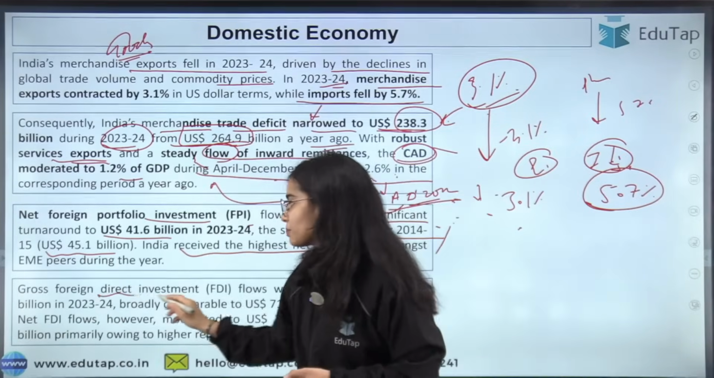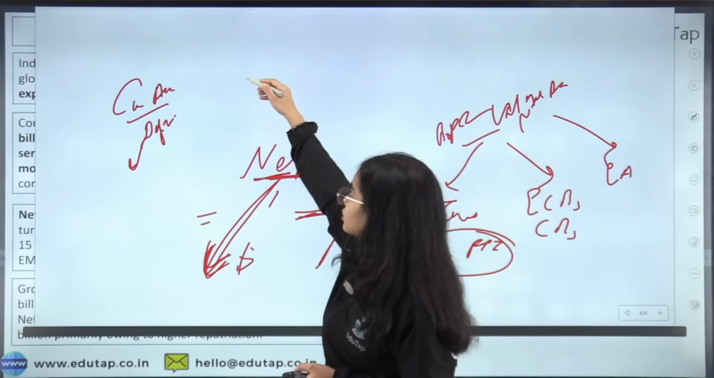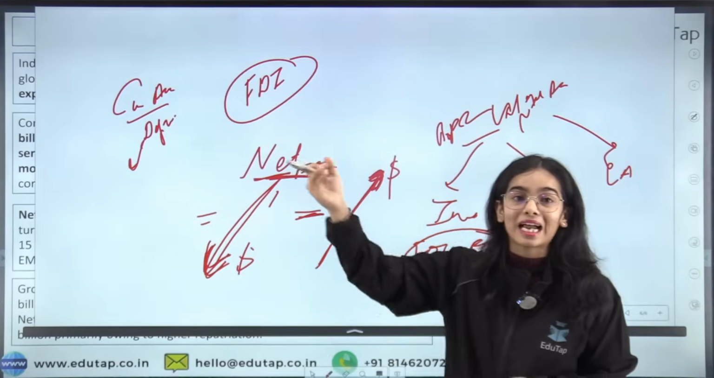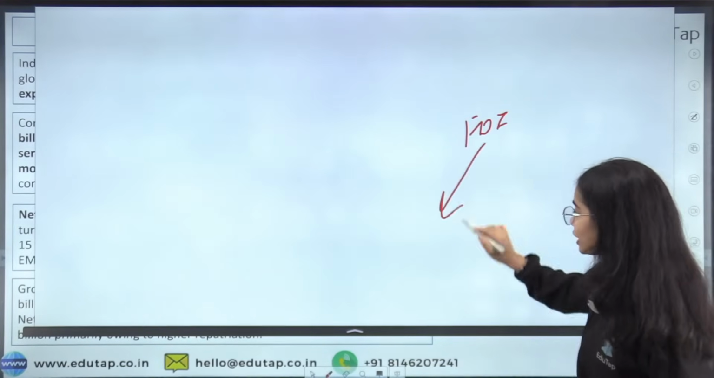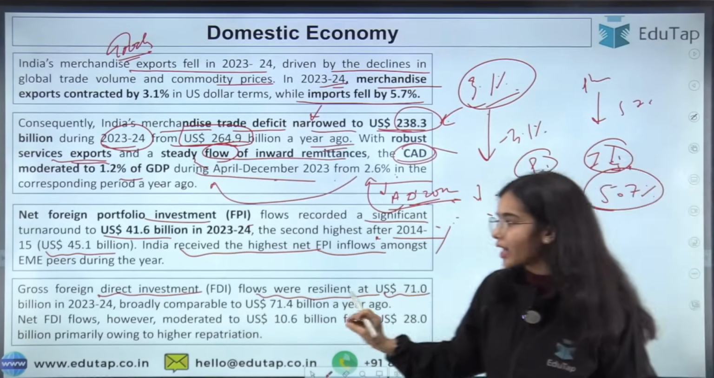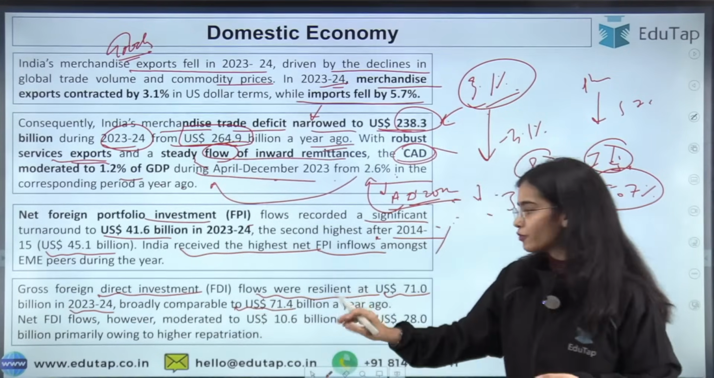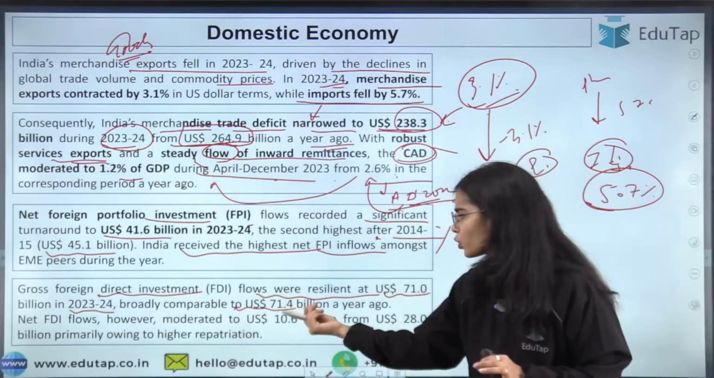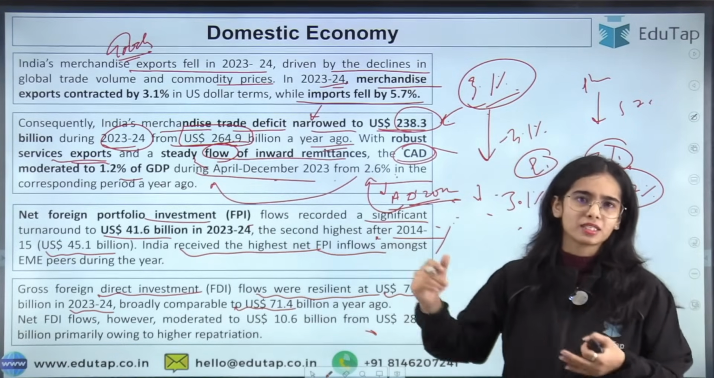Gross foreign direct investment. Now coming to foreign direct investment. When we talk about gross, that means the total foreign direct investment that has come into our country. That is resilient at US dollar 71 billion in 2023-24, as compared to $71.4 billion in the previous year. So yes, there is a $0.4 billion decrease in the gross FDI, but that is fine. It is comparable to the previous year.